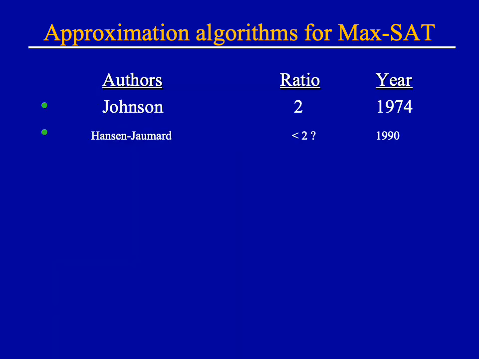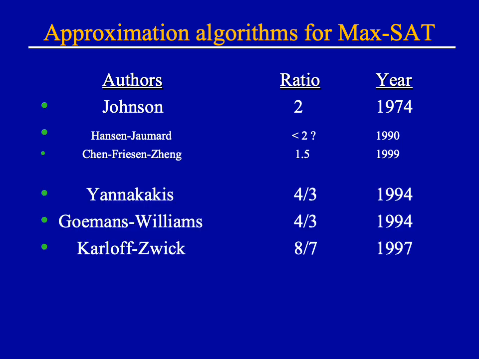So for approximation algorithms for Maxset, here's the list of results. Johnson has this ratio 2 algorithm. Then after about 15 years, there's a survey. People ask, can we do better than 2 for the Maxset problem? But as we just mentioned, we have shown that in fact Johnson's algorithm is better than 2. And after that, there was progress.